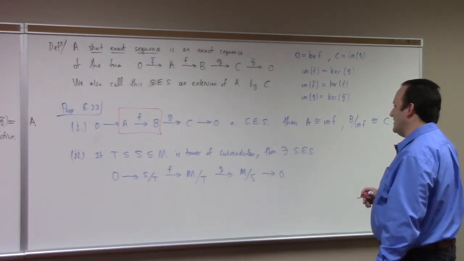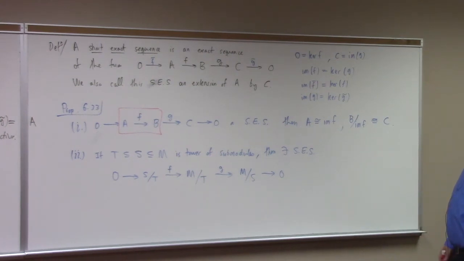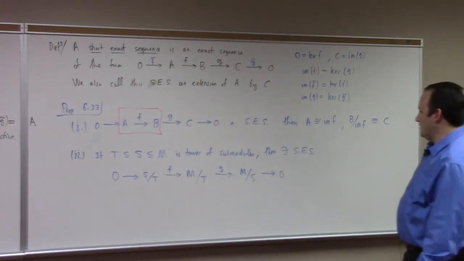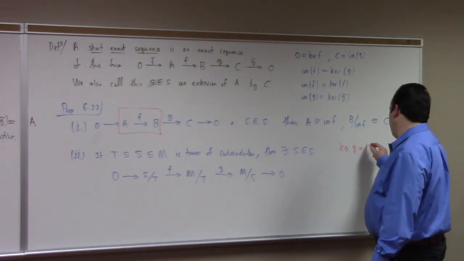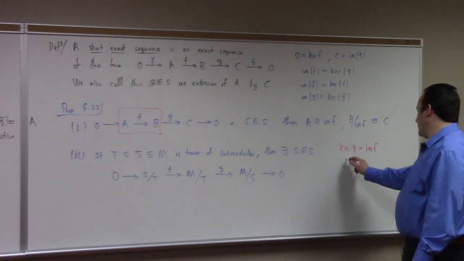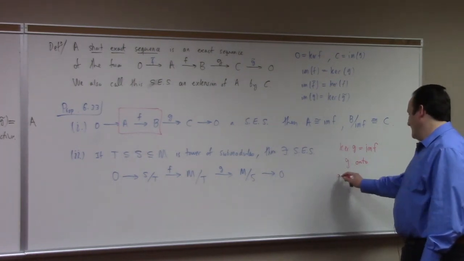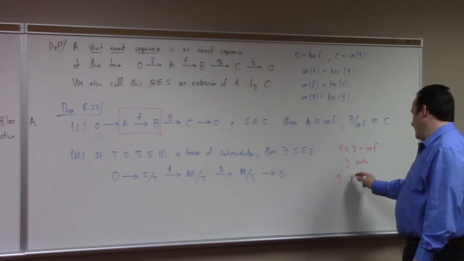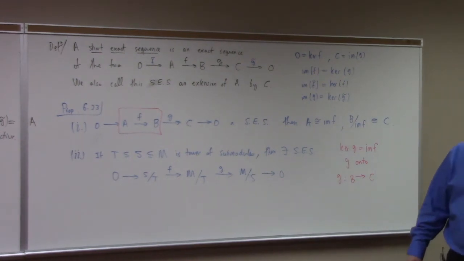And then the quotient by the image. Is that the first isomorphism theorem? I think so. The kernel of G is equal to the image of F, and then G is surjective. So yeah, that's the first isomorphism theorem. G is surjective, and G is going from B. I see. Yeah, so that is the first isomorphism theorem.